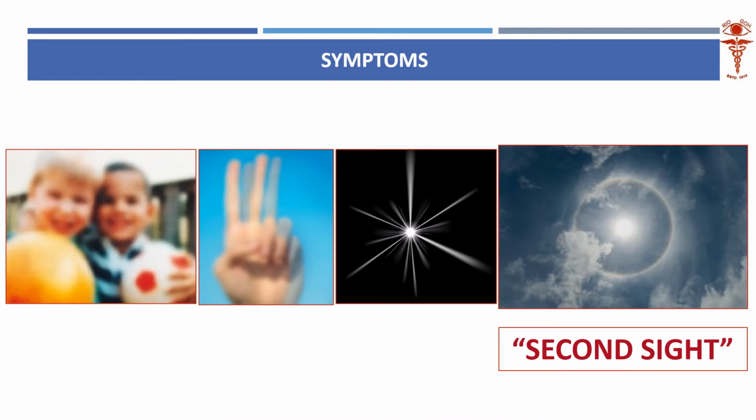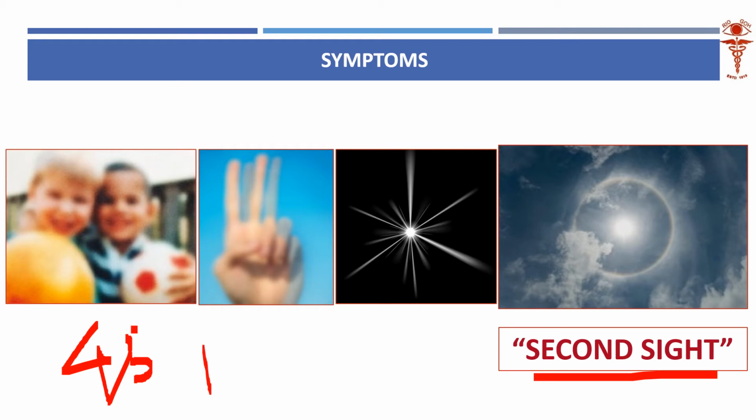And what is this second sight? The second sight is, anybody who is above 40, we'll presume a person is 45. What will he use? He will use reading glasses. Yes or no? He will use reading glasses because he has become presbyopic. Then slowly this person becomes 55. The person's age becomes 55.